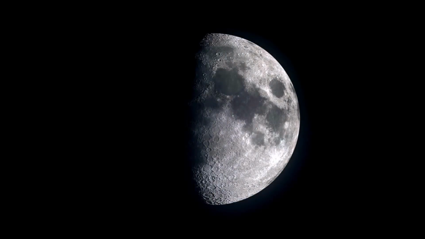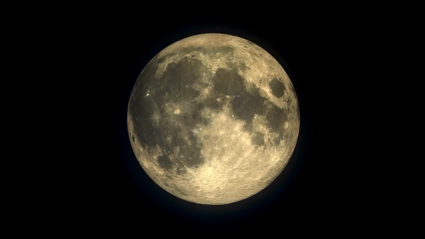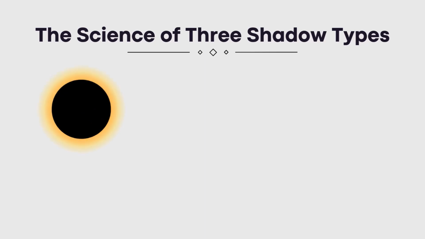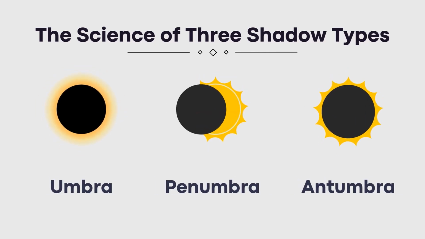Have you ever wondered why shadows in space have different layers? Today we are uncovering the mystery behind Umbra, Penumbra, and Antumbra. There are three types of shadows formed by celestial bodies. Let's start with the basics.